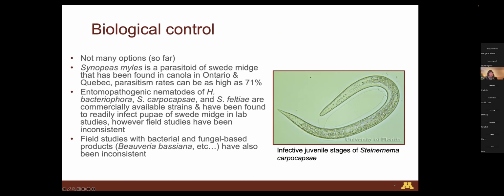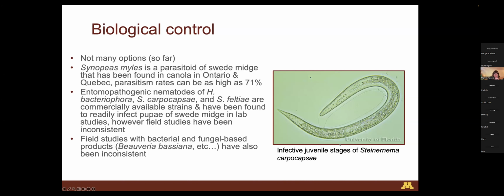Biological control, there's not a lot. There's a parasitoid that's been found in Ontario, and the rates are really high, as high as 71% in ideal circumstances. It hasn't been tested in vegetable settings, so this is something that's kind of new.